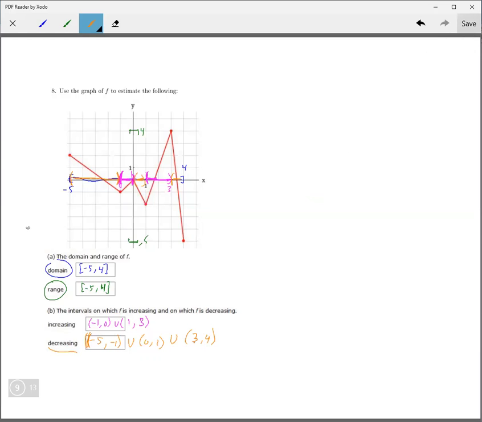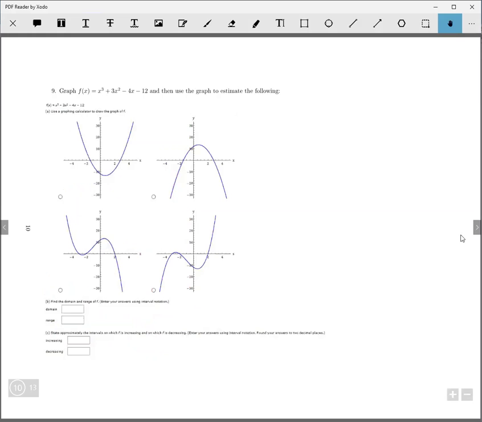Okay, so that's number 8. Number 9. Okay, so here it says graph this and then use the graph to estimate the following. Okay, so x cubed plus 3x squared minus 4x minus 12. So I'm going to go ahead and graph it using GeoGebra.